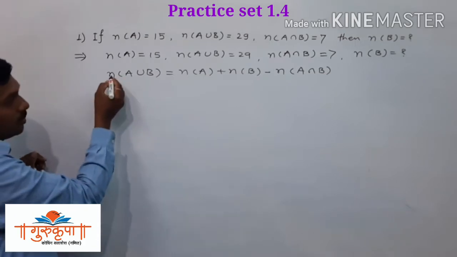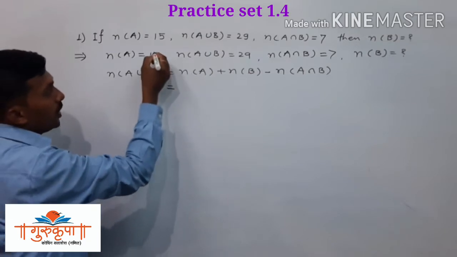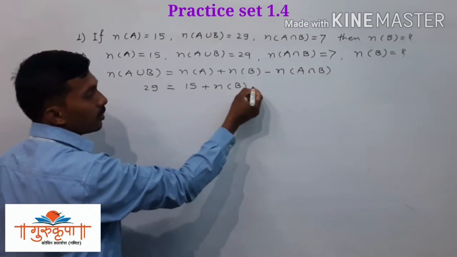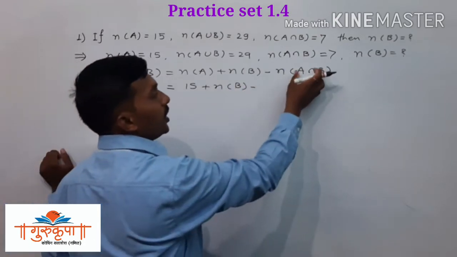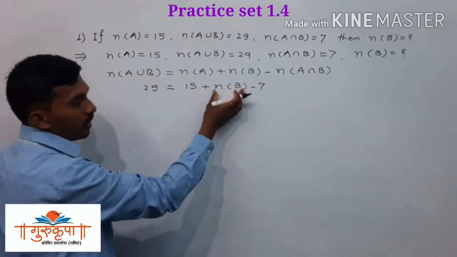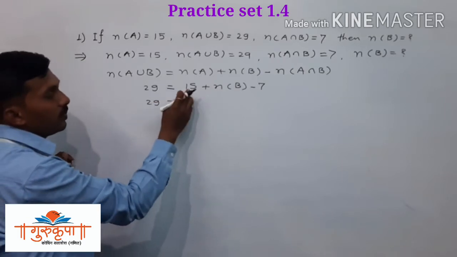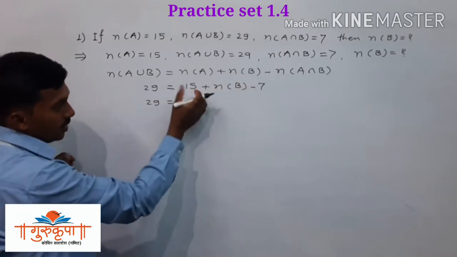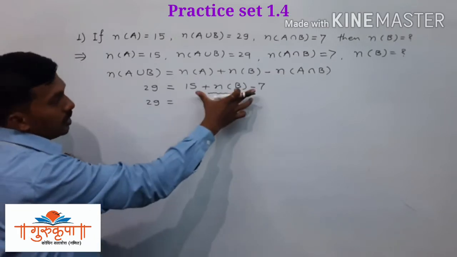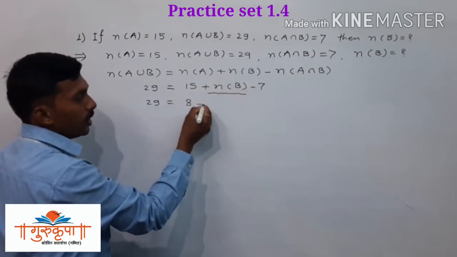So n(A union B) is given as 29, and it is equal to n(A), which is 15, plus n(B), which we have to find, so we write n(B) as it is, minus n(A intersection B), which is 7. Now we have to find the value of n(B) by simplifying. 29 remains as it is. Now 15 minus 7 is 8, so we get positive 8 plus n(B).